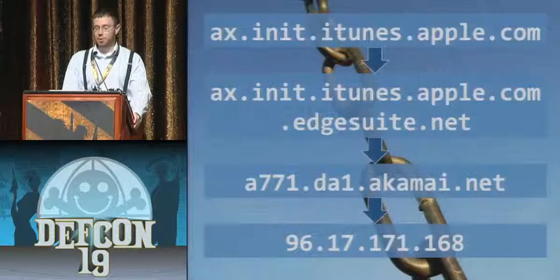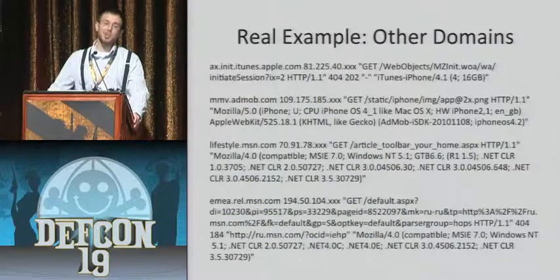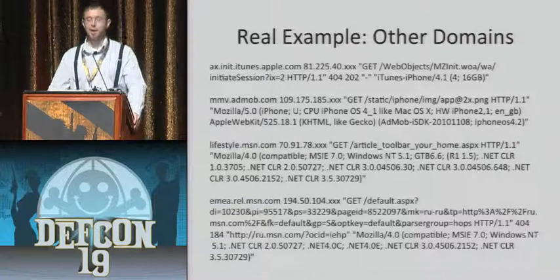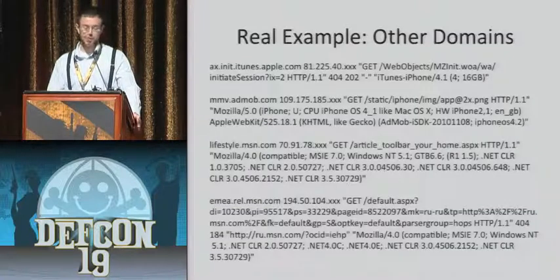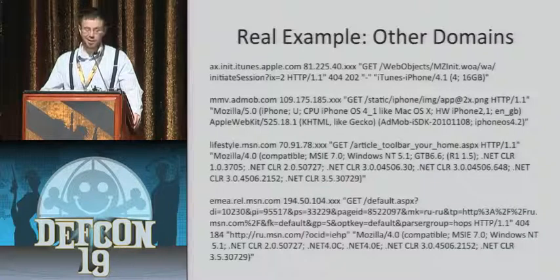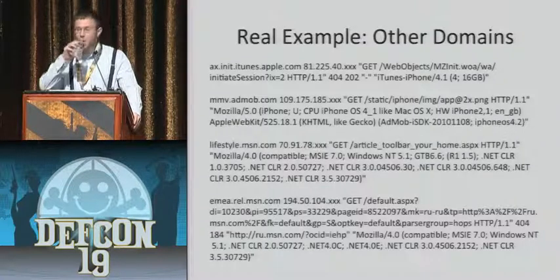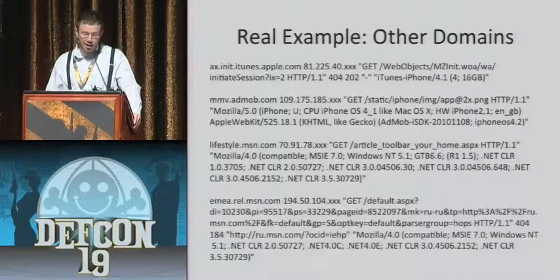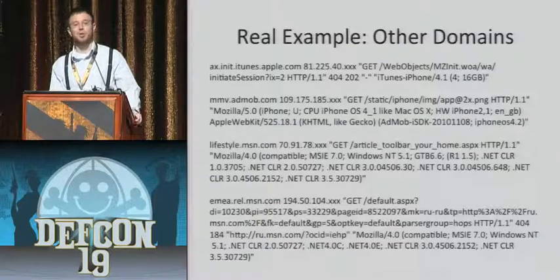So, speaking of other domains, it's time for a series of real-life examples. I apologize if this is really small, but I couldn't think of a way to better convey it, so sorry for those of you in the back. The very top request is, of course, for ax.init.itunes.apple.com. And I believe that person is actually trying to activate their iPhone. I can only assume they were unsuccessful. There's a few of these: there's one for AdMob and there's a few for MSN. And I want to note that this is not an exhaustive list of the ones I saw. I saw quite a bit more of these. These are just the ones I chose to include.